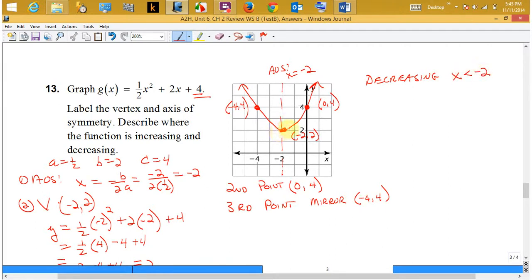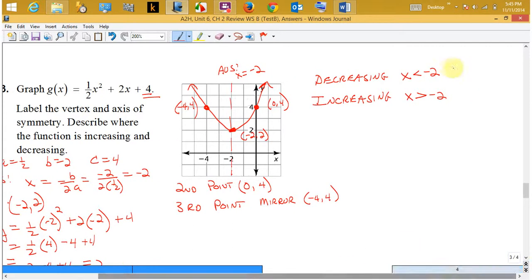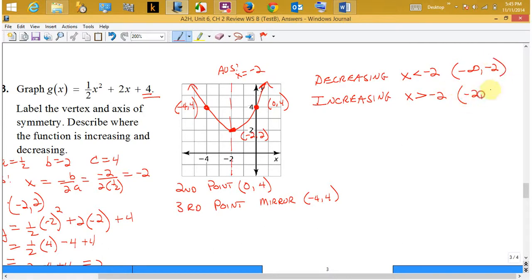Then once we get past the negative 2, we're starting to go up. So on the right-hand side of the axis of symmetry, we have where x is greater than negative 2. And if I wanted to write that in interval notation, I could do it like this. So where x is less than negative 2, and it can't equal negative 2. So that would be how I could write those values in interval notation.